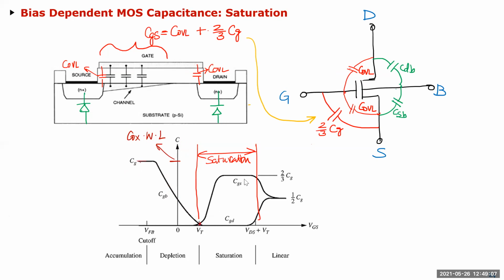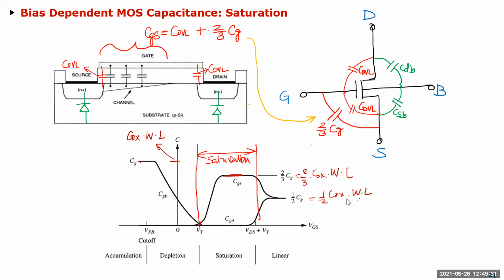The CGS, gate to source cap, doesn't start till a channel is formed. And when you're in deep saturation, it is 2/3 of Cox times W times L. And the gate to drain is basically 0. And in linear, both of them are equal, which is half times Cox times W times L.